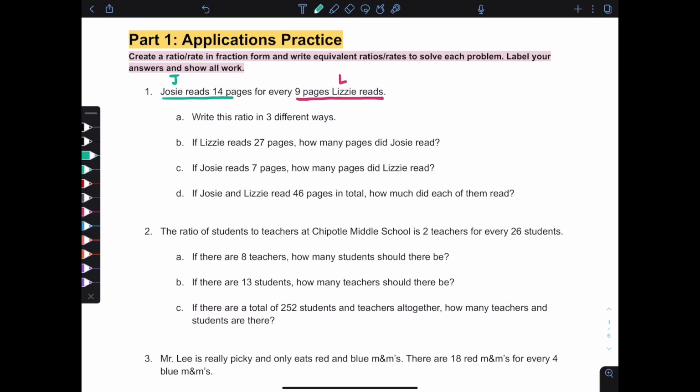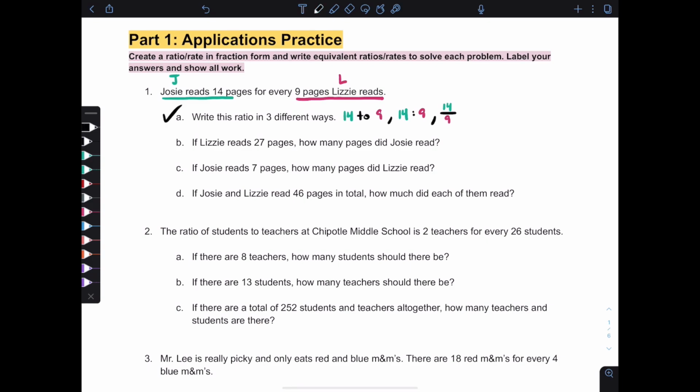For part A, writing the ratio 3 different ways, I'm going to start off by just writing 14 to 9 using the word "to." And then I'm going to use the colon, and I'll say 14 first, and use the 2 dots, which is the colon, and the 9 is going to be put after that colon. And the last one looks like a fraction, but it really isn't a fraction. It's just the fraction form of the ratio. Okay, so those are our 3 different forms.